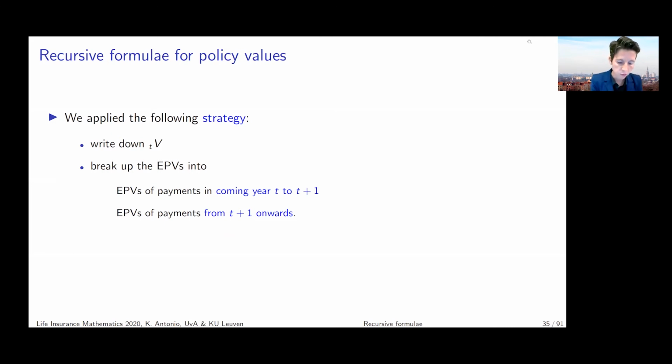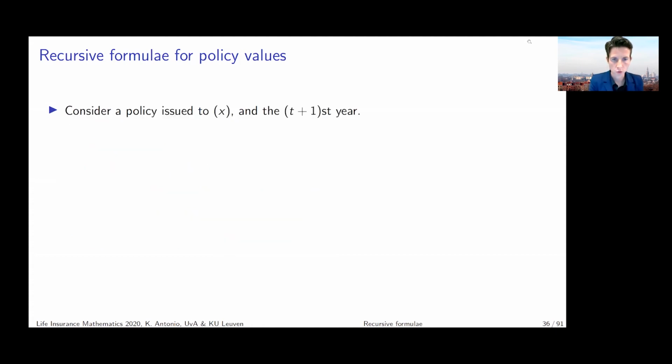We took the EPVs in the expression for the policy value at time t. We used the splitting identity by making a split between what's going on in the first year and what's going on afterwards, right? That's something you can do in a very general setting, which leads us to a recursive expression. In order to do so, we're going to consider a policy that is issued to an X-year-old, and we're going to focus on the year t plus 1. That means we're going to focus on what's happening between time t and time t plus 1.